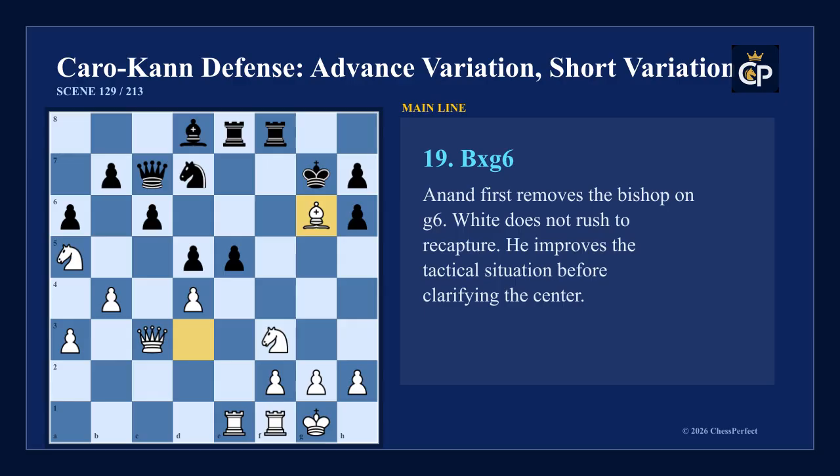Bishop takes g6. Anand first removes the bishop on g6. White does not rush to recapture. He improves the tactical situation before clarifying the center.